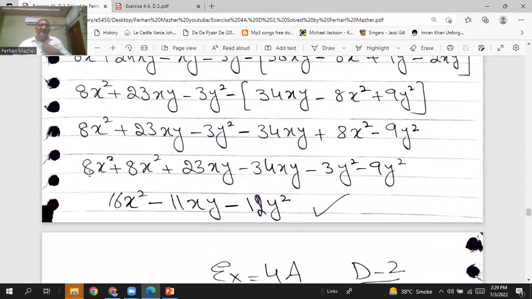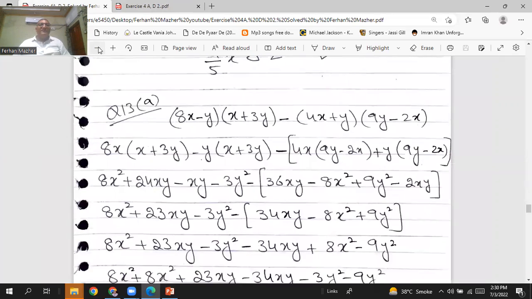Now we will rearrange them. Bring the like terms together. So 8x² + 8x² + 23xy − 34xy − 3y² − 9y². These two add up, it gives you 16x². Here they subtract, it gives you −11xy. These two add up, −12y².